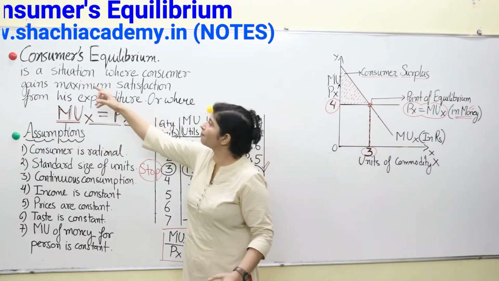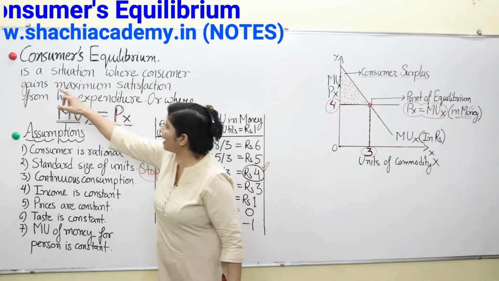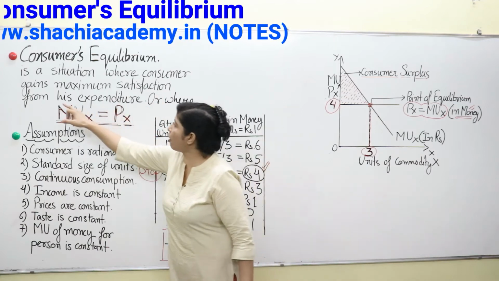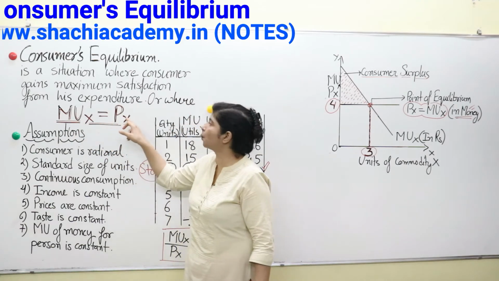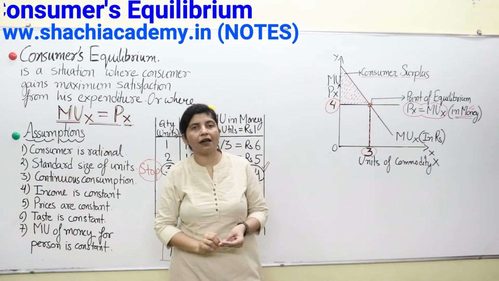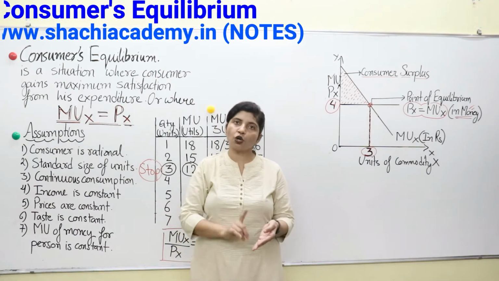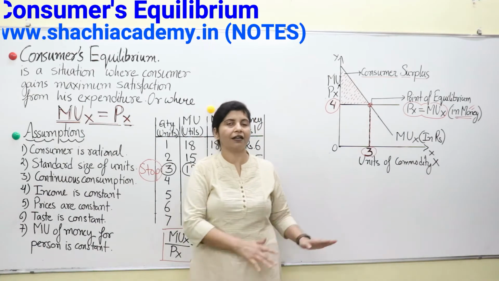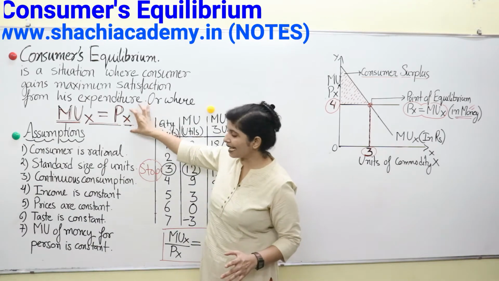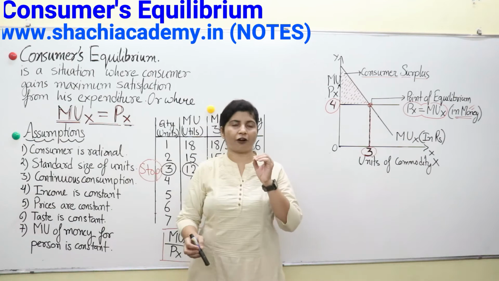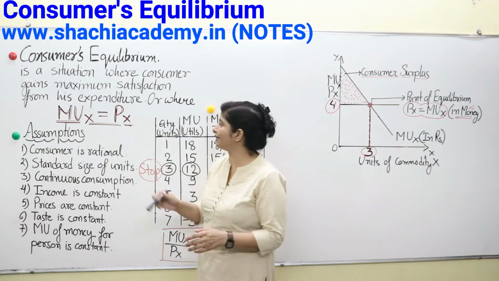Right? So let's start. Consumers' equilibrium is a situation where the consumer gains maximum satisfaction from his expenditure, or where marginal utility of X is equal to price of X. Here we are discussing the one commodity case. Normally consumers' equilibrium is discussed for the one commodity case, the two commodity case and the two or more commodity case, which we will refer to later on. For now it is the one commodity case and that commodity is X. We can take any commodity, for instance chocolate, samosa, burger, pizza, anything.